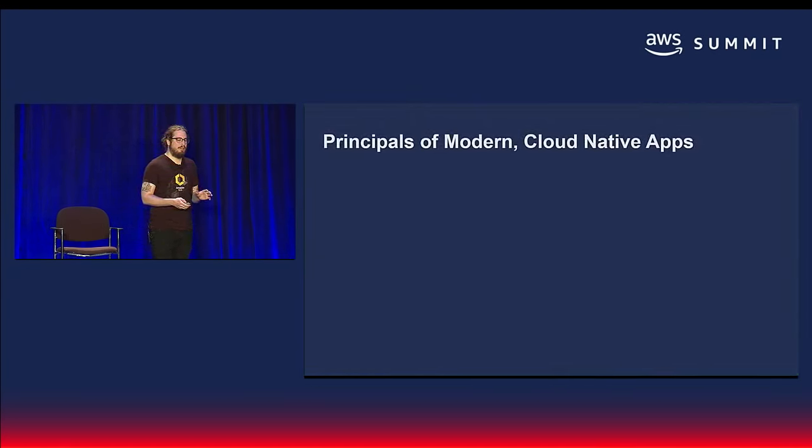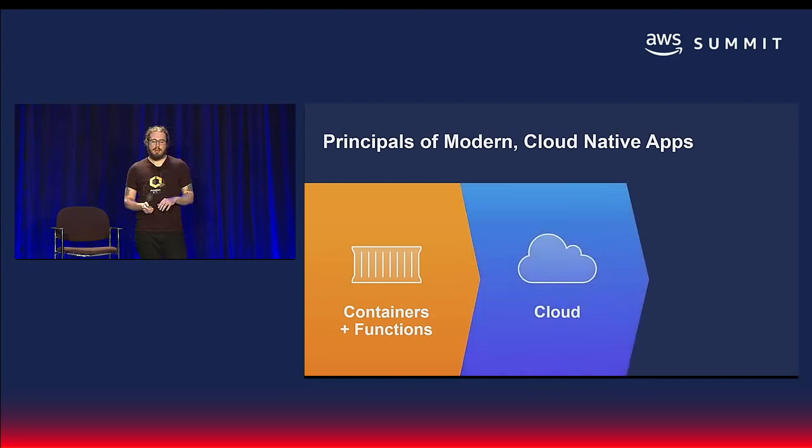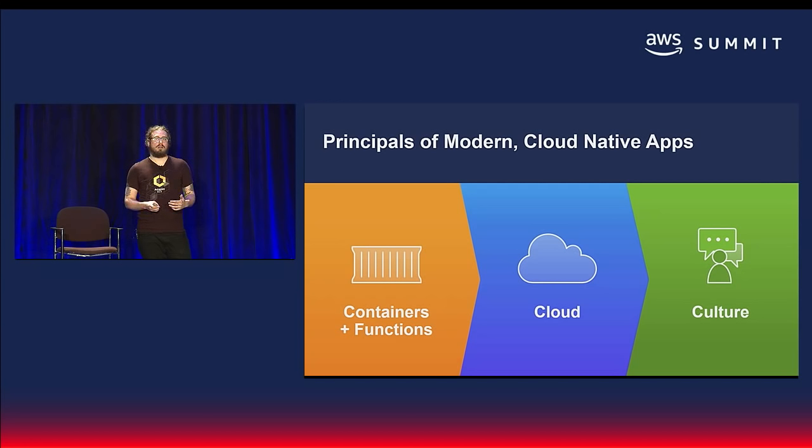So, reviewing these principles of the modern cloud-native application, it starts with containers and functions. This is an ideal modern architecture pattern for packaging your application up and running it. It continues to the cloud. The cloud provides the place to run all these containers and functions. And then equally important is the culture, the people who will actually be operating those containers and functions in the cloud.